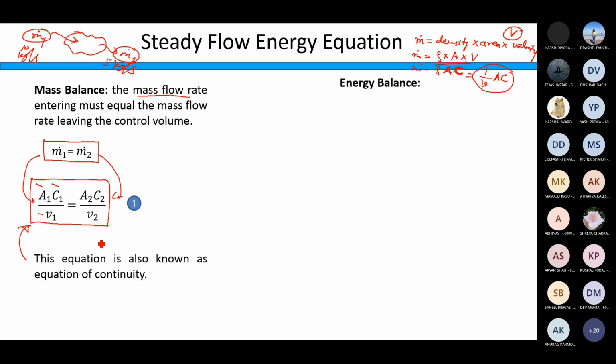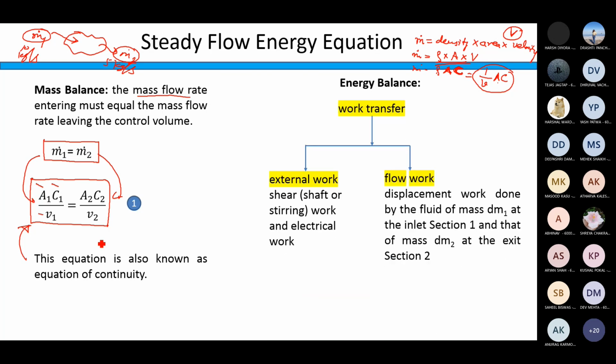Now next is we have to write down the energy balance for our control volume, energy balance. So before we write the energy balance, we need to talk about the work interaction happening between your system, this control volume and the surrounding. So let us talk about the work first, work transfer.